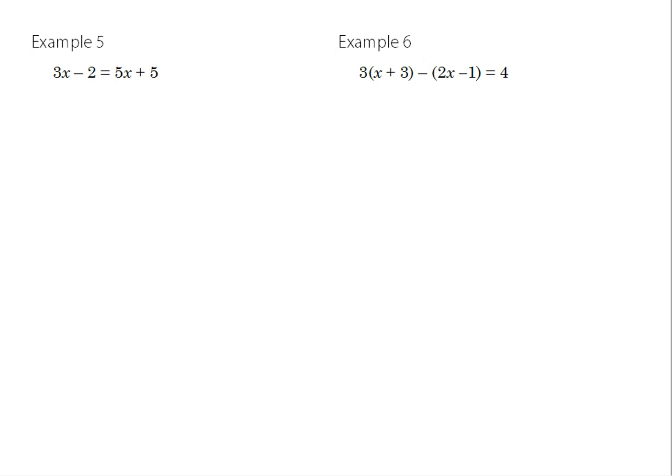I always do the subtraction to keep things positive, so I'm going to subtract 3x from both sides, leaving them on the right-hand side but keeping them positive. So now we'll subtract 5 from both sides and divide both sides by 2. I'm just going to rewrite it around the other way. So x is negative 7 on 2.